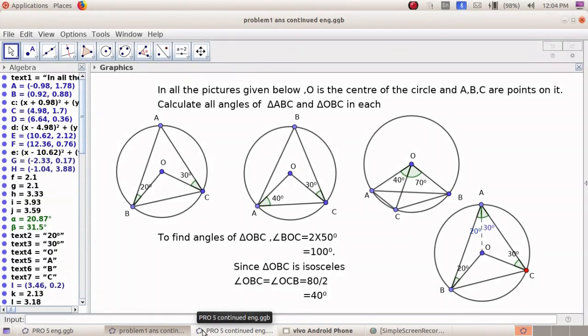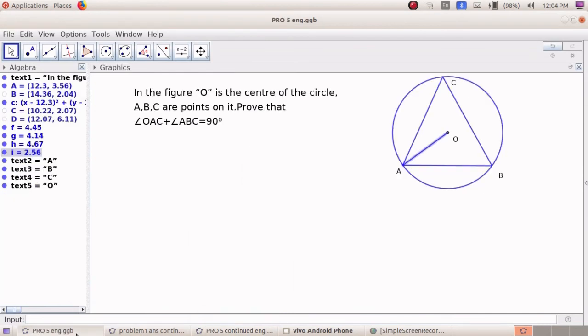Now let us try another question. Read the question. See the figure, then read. In the figure it is said O is the center of the circle. A, B, C are points on the circle. We are asked to prove that angle OAC, this smaller angle, added with this angle ABC gives 90 degrees. That means this smaller angle plus this angle together, when added, we get 90 degrees. That we have to prove.